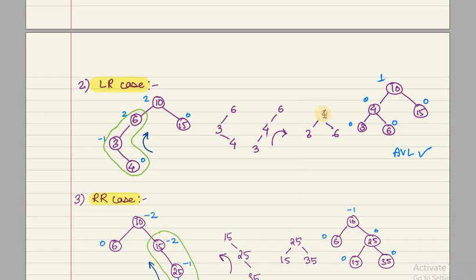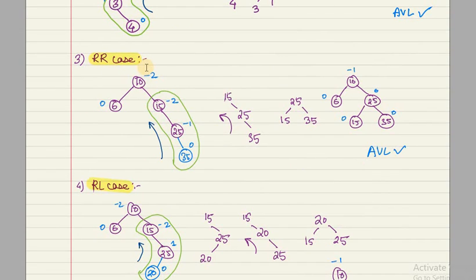Okay, so we will just take 4 and join it to the place from where this entire tree was detached. Okay, so we put 4 here and it becomes 3, 4 and 6, and then we have 10, and then we have 15. So now if you calculate the balance factors, you will find that the values are permissible. We have 0, 0, 0, 1, 0, and it's an AVL tree. Okay, so this is a left-right case.